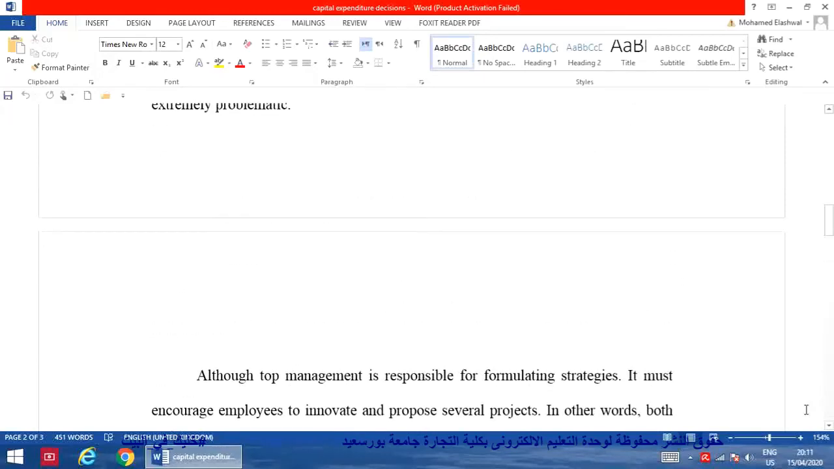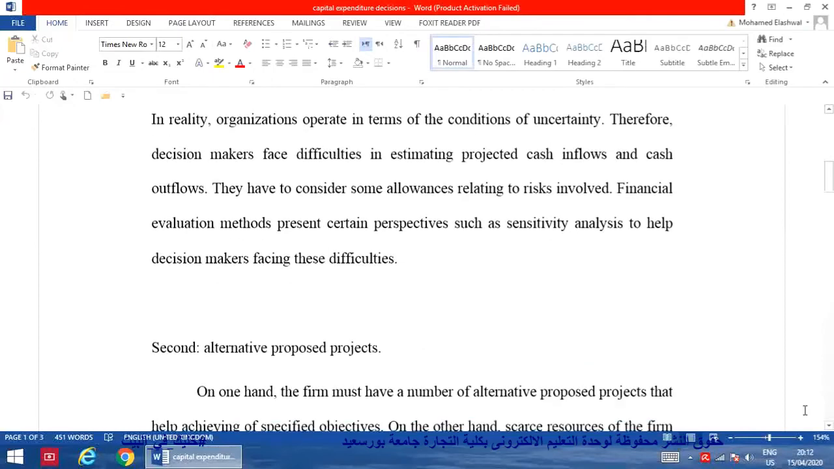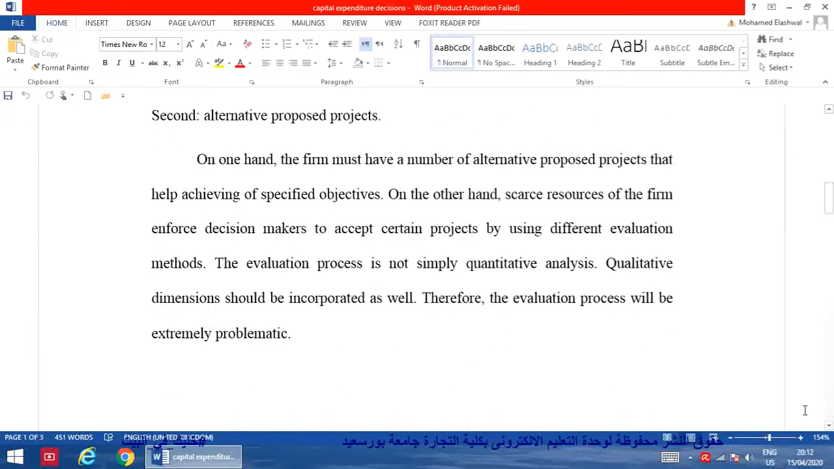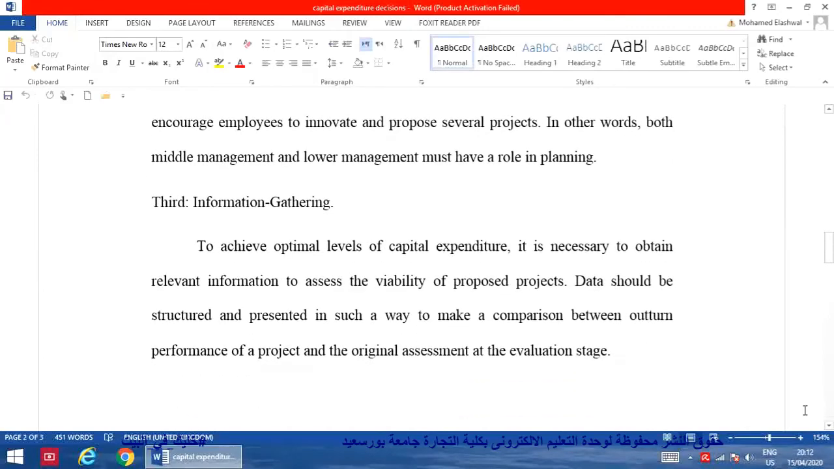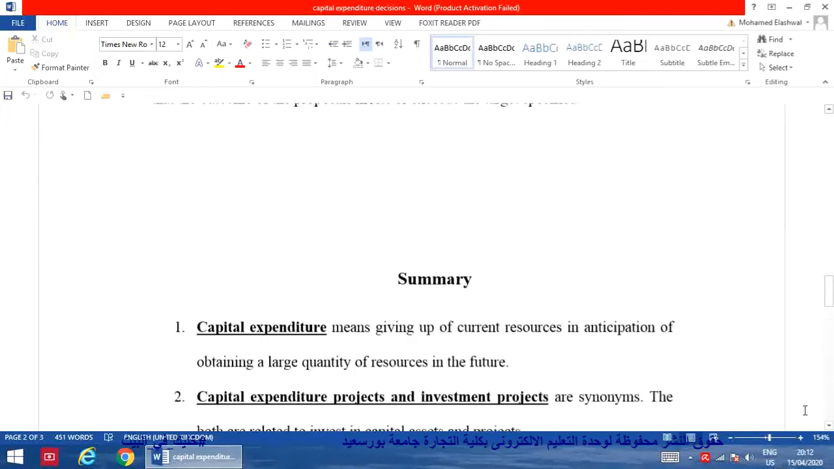So here we have four conditions for optimal capital expenditure levels. The first condition, defining objectives. Secondly, alternative proposed projects. Thirdly, information gathering. Fourthly, meeting targets.